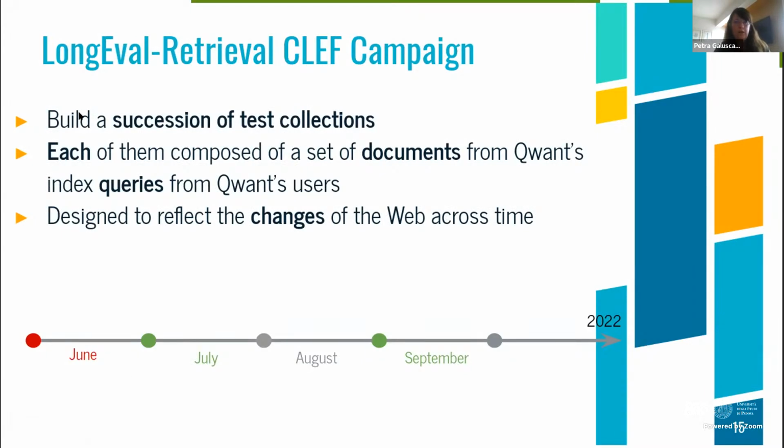And so what we are doing is this campaign is going to work with several test collections which are somehow successive. So we created one training collection from data from June 2022, and we have then two test collections from July and September 2022, and we would like to see the changes between July and June and September and June. So we are building three separate collections about which I will be talking a little bit later. And this is all designed to be able to reflect the changes in the web across time. And we are getting the data from Qwant to be able to work on this.